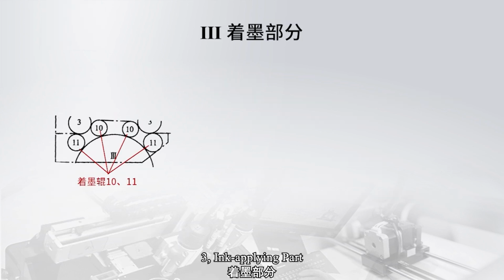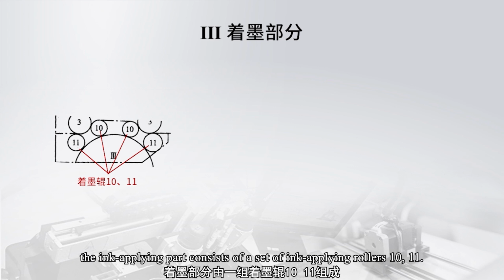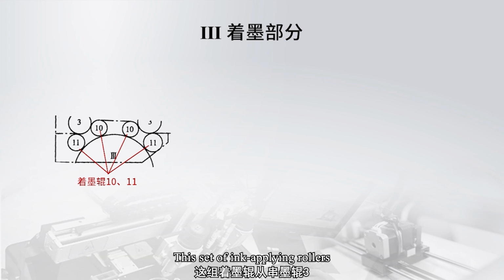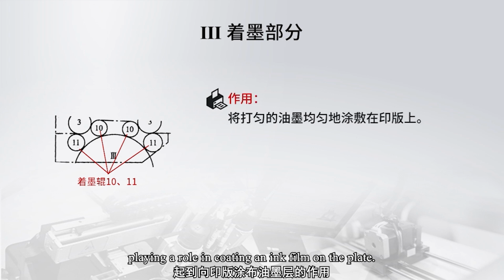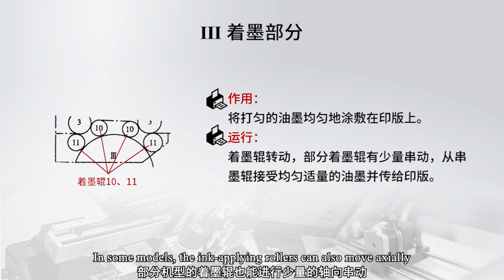Third, ink applying part. As shown in part 3 of the figure, the ink applying part consists of a set of ink applying rollers 10, 11. This set of ink applying rollers takes an appropriate amount of uniform ink from the ink distributing roller 3 and transfers it to the plate, playing a role in coating an ink film on the plate. In some models, the ink applying rollers can also move axially to a small extent.